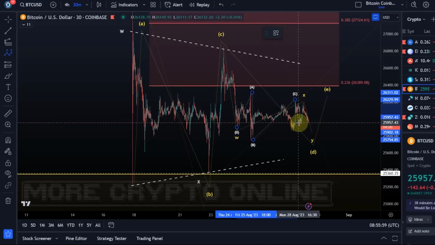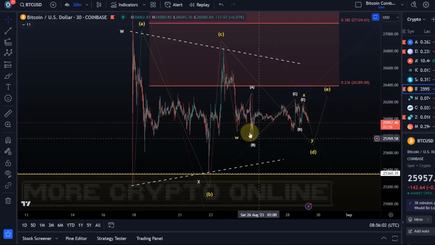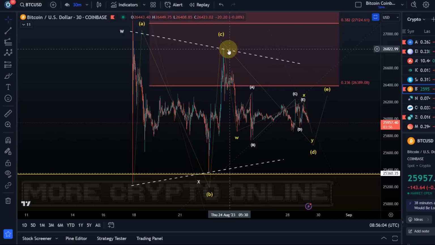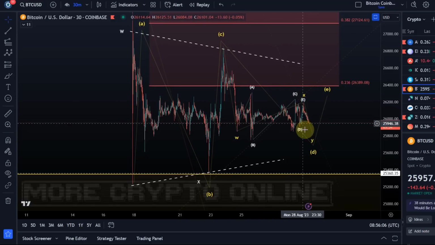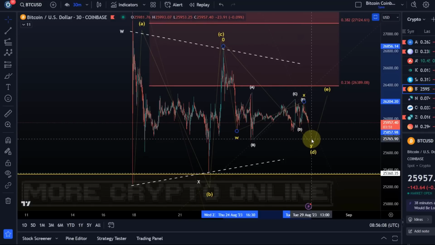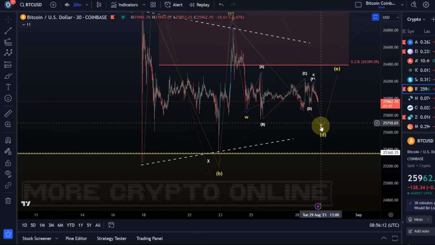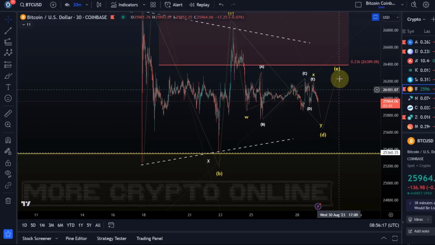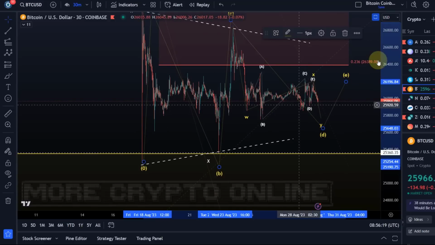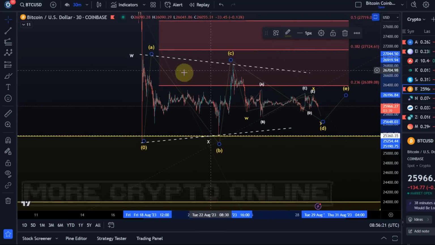C, D, E, for example. That's a valid count. Wave W, wave X as a triangle, and the wave Y might be unfolding right now. That could then be an extension of the triangle in that the Y wave could make a higher low again, and then the E wave would be the last wave. So this would be an explanation how this triangle could still extend.